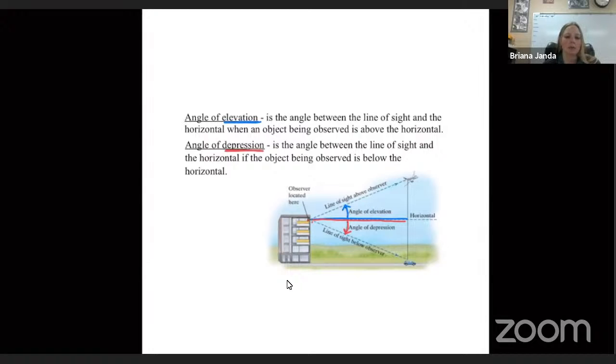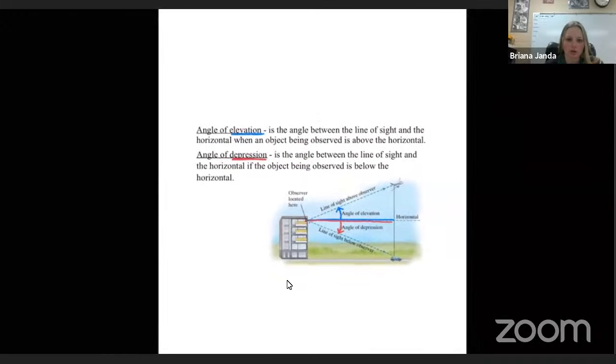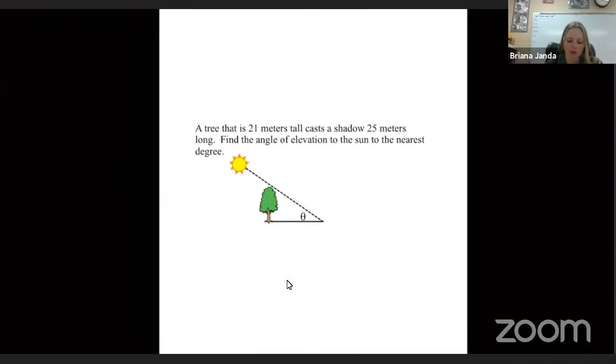Not all of our story problems will involve those phrases. Some of them will as we get going through here, but just so we can start out with those vocab. Okay, so first situation.